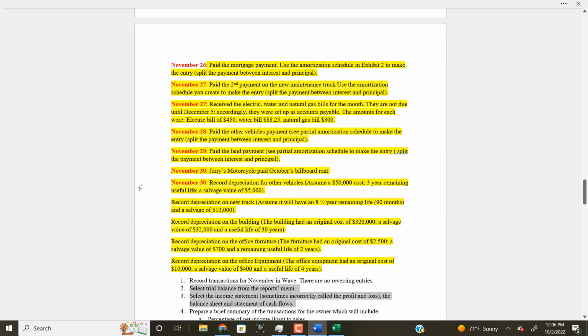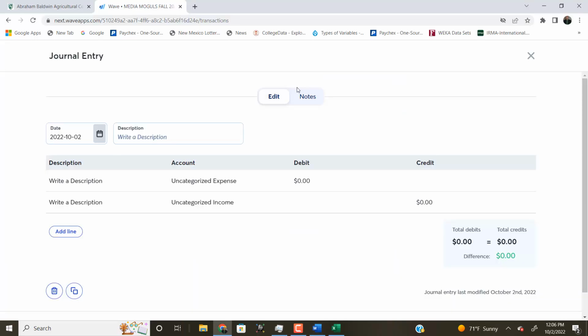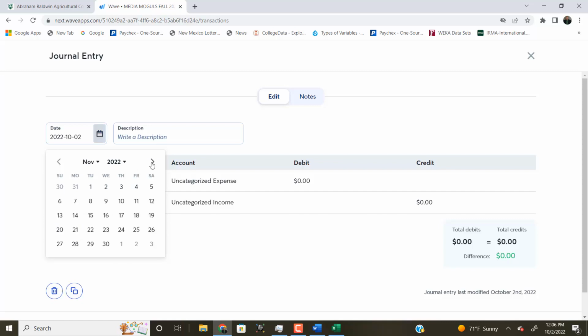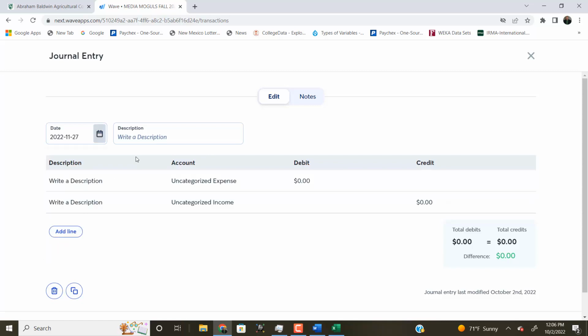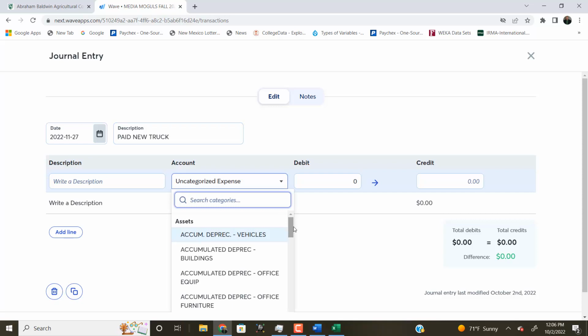And down here, let's see here. Second payment on the, I know I put that in. I thought I did. November 27th. It could be, remember when that thing kind of went out on us? It could have been that they were doing some maintenance or something like that. Paid new truck. Or maybe I didn't save it or something. I don't know. Anyway, let's go back and get it.